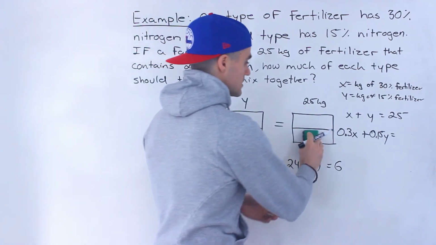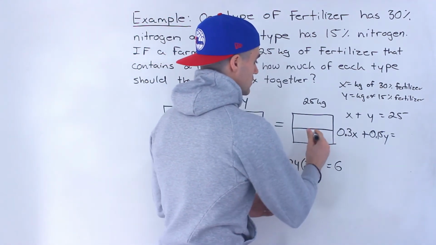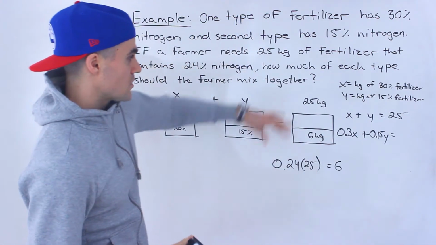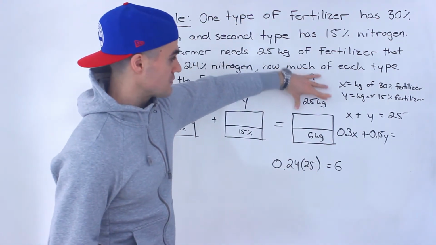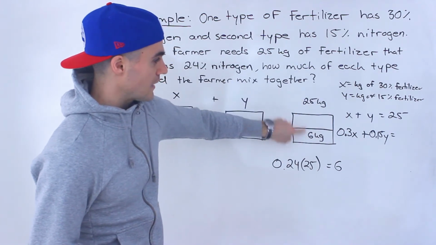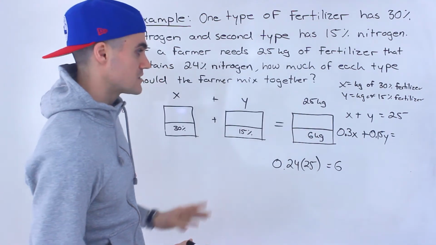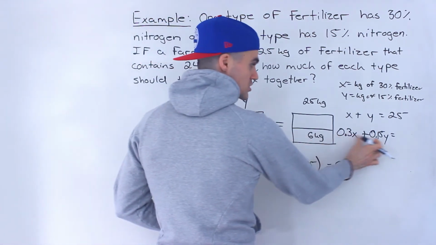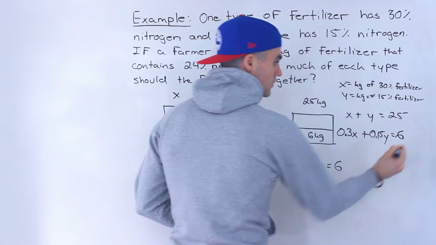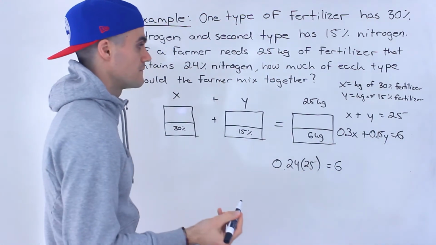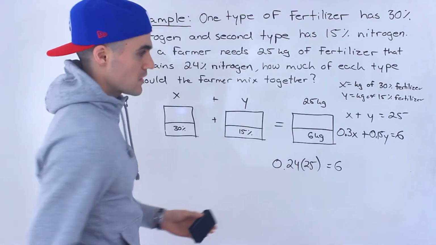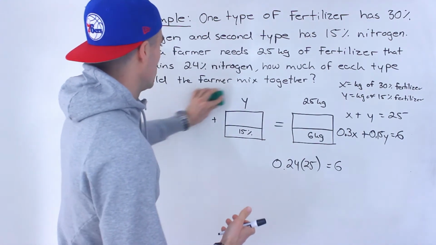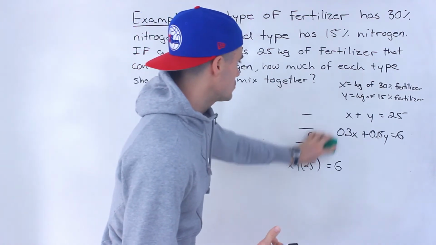So actually, instead of writing 24% here, we can write 6 kilograms instead. So in 25 kilograms of this fertilizer, 6 kilograms, or 24% of that, is going to be nitrogen. So this amount of nitrogen plus this amount of nitrogen, which are these expressions, has to equal 6. And now notice we have two equations in terms of X and Y, and we could solve for X and Y.